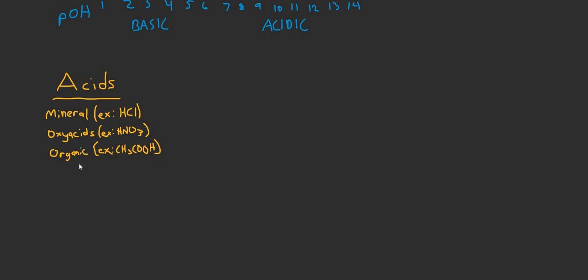And then you have your organic acids, which can also be called carboxylic acids, and they're going to be represented, for example, here we have acetic acid, which is CH3COOH, and you're going to see this sort of organic acid situation with a lot of weak acids. And like I said, they can also be called carboxylic.